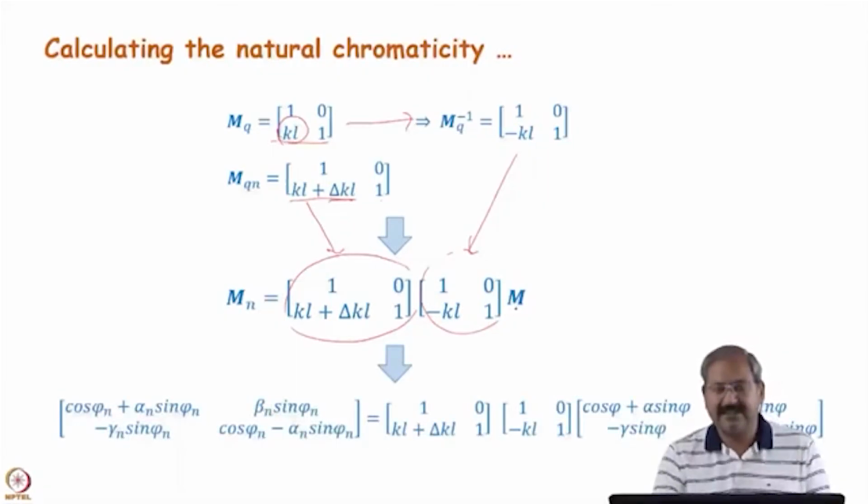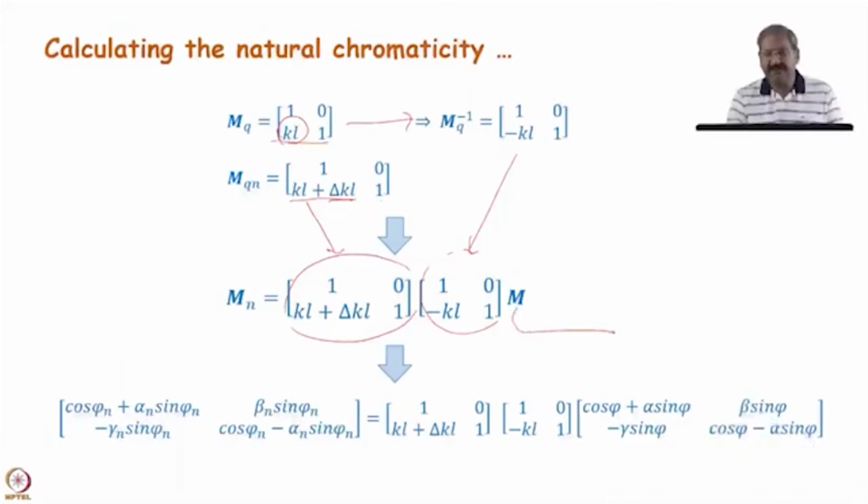Now when the quadrupole has the correct strength, we have seen that the one turn matrix can be written in this fashion: cos phi plus alpha sin phi, beta sin phi, minus gamma sin phi, cos phi minus alpha sin phi. Here the twiss parameters alpha, beta are at the location of the quadrupole which we are considering. So this one turn matrix, if multiplied by these two matrices, we will get the new one turn matrix with changed strength.